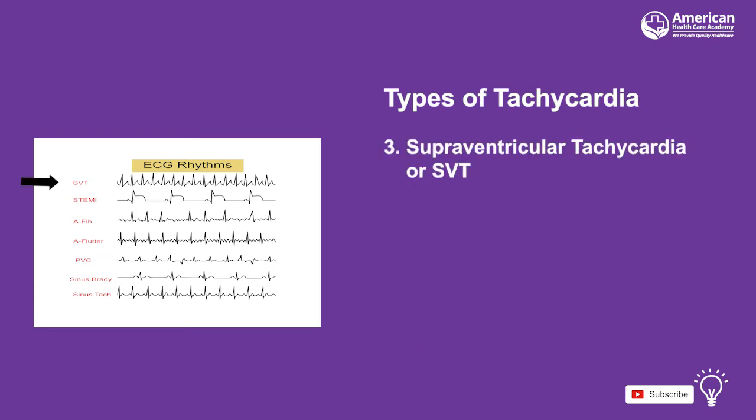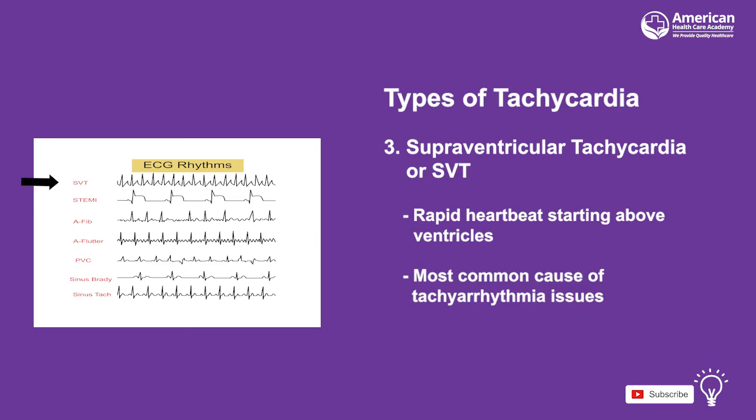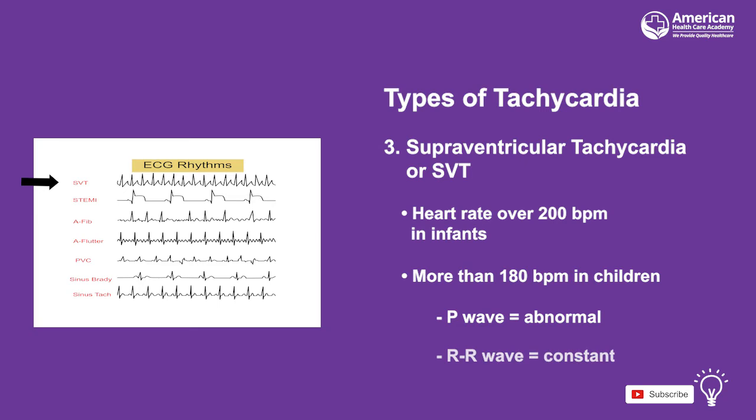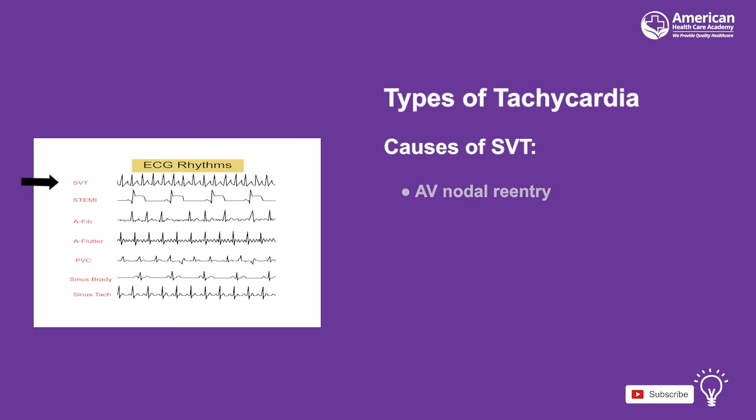The third type is known as supraventricular tachycardia, or SVT, and this is a rapid heartbeat that starts just above the ventricles. SVT is the most common cause of tachyarrhythmia in infants that causes cardiac issues. The heart rate is higher than 200 beats per minute in infants and more than 180 beats per minute in children. The P wave is abnormal and the RR interval is constant. Some causes of SVT include AV nodal reentry, ectopic atrial focus, and accessory pathway entry.